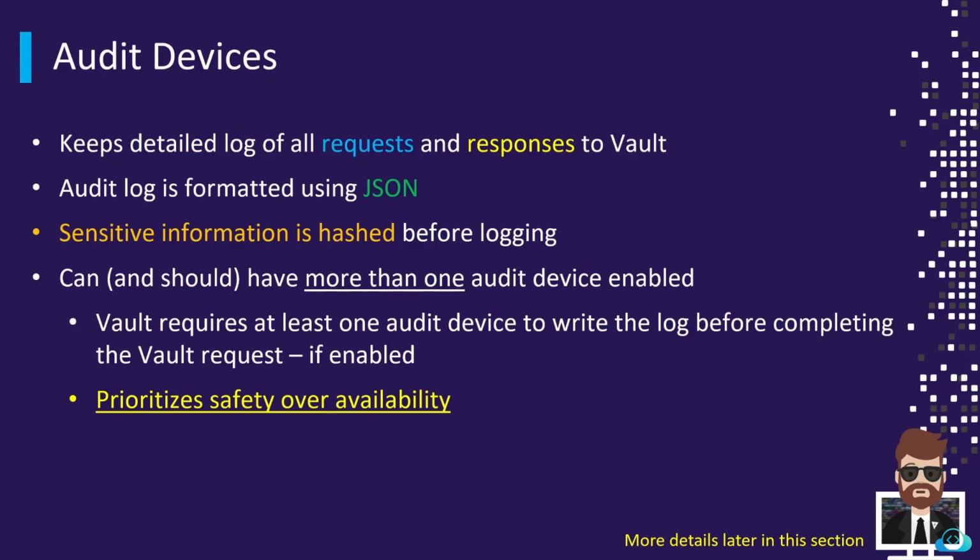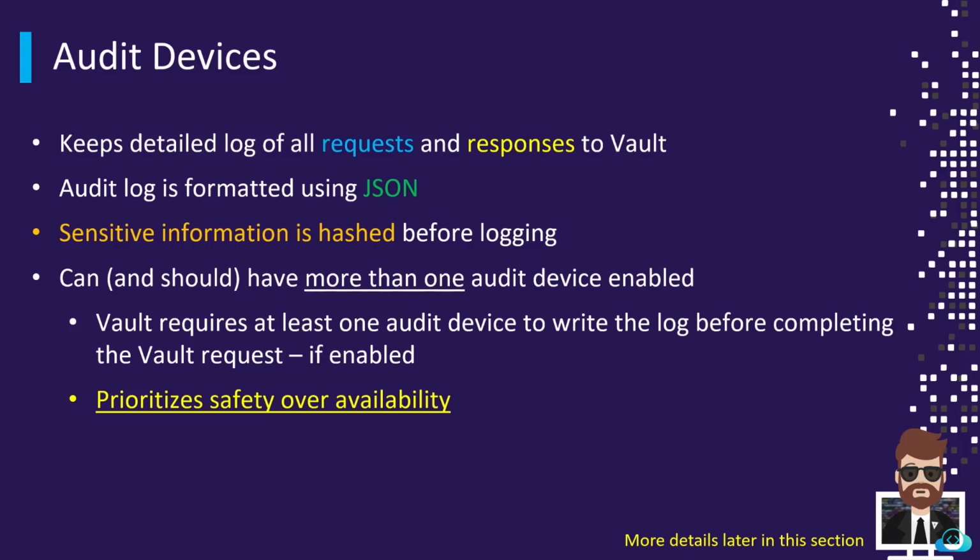All right, so audit devices. Audit devices are exactly what they sound like. They keep a detailed log of requests and responses to Vault. So if you have humans or machines or whatever integrating with Vault, audit devices will write those logs for security purposes. Now, audit logs are formatted using JSON, so they're easily parsed to find information in there. Any sensitive information is hashed before it's logged. So you can't go into an audit device log and look for tokens or responses, right? If I go in and retrieve a secret and that's written to the log, you're not going to see that secret in the log. It's going to be hashed before it's logged.